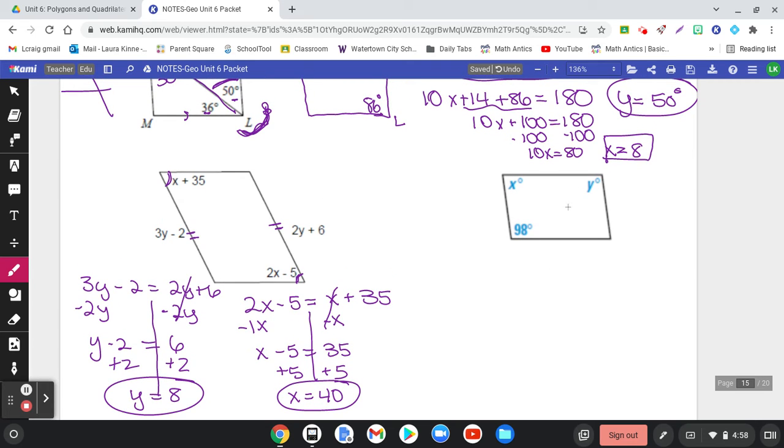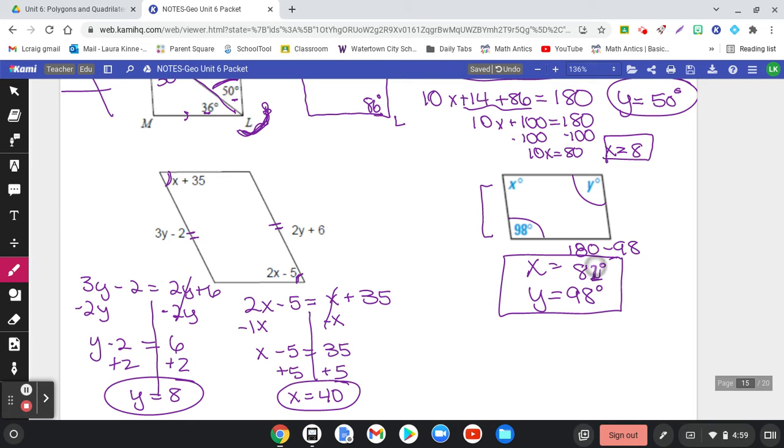All right, this one's easy. 98 and y are the same. 98 degrees. All right, x is consecutive to those. It means next to them. So it's 180 minus 98, no matter which way you look at it. So it's going to be 82 degrees.